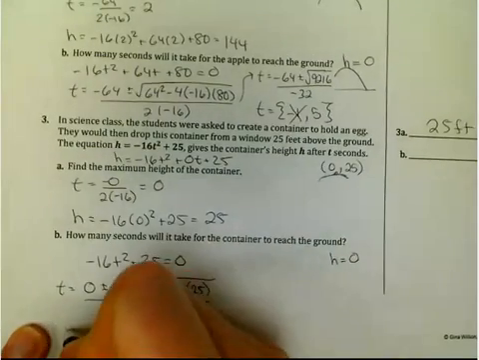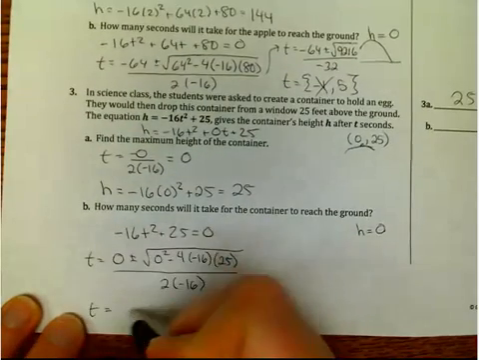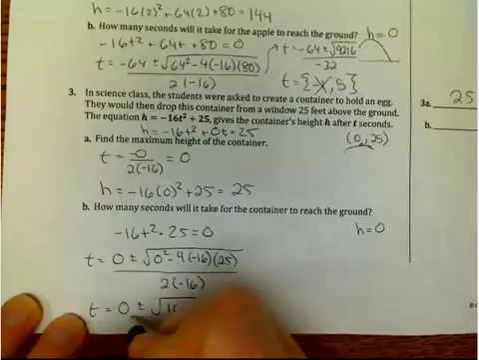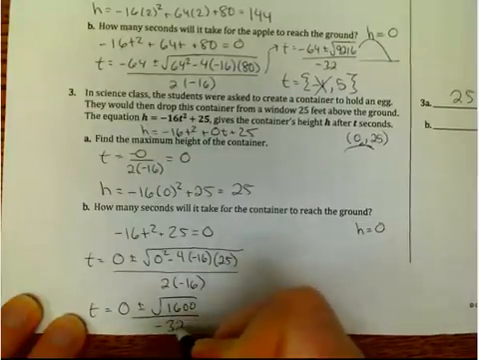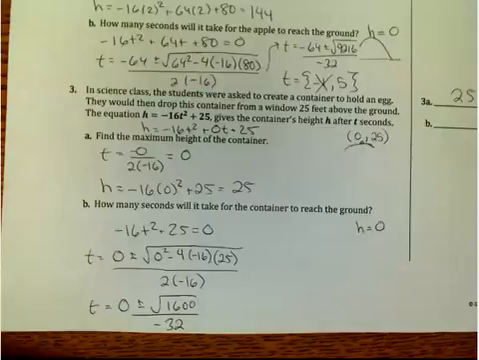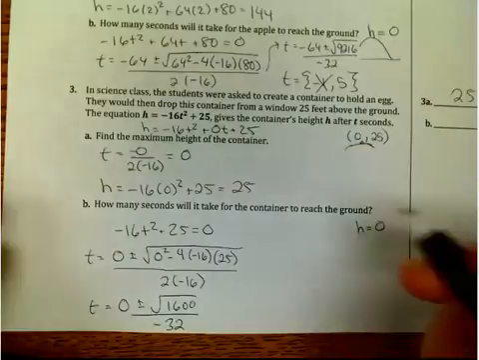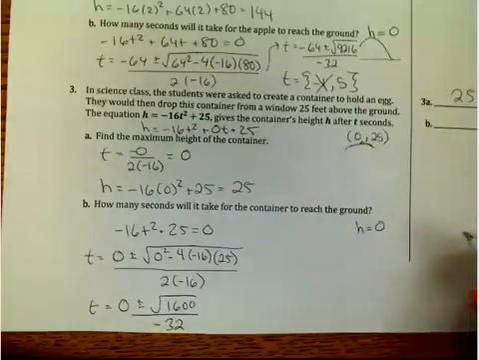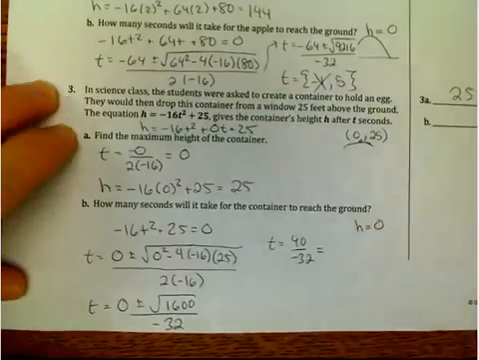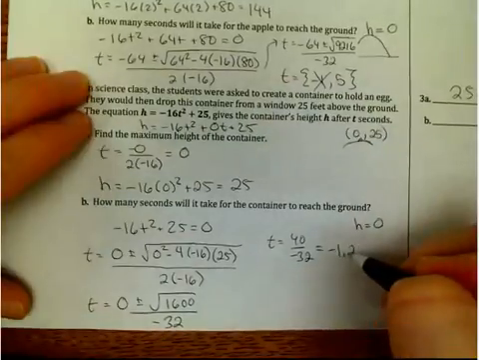So this ends up being t is equal to 0 plus or minus the square root of 1600 divided by negative 32. Okay, so then we are going to look at this and we need to do 0 plus the square root of 1600. And when we do that, we're going to get 40, and 40 divided by negative 32. So we have t is equal to 40 divided by negative 32. That is going to give me a negative 1.25.